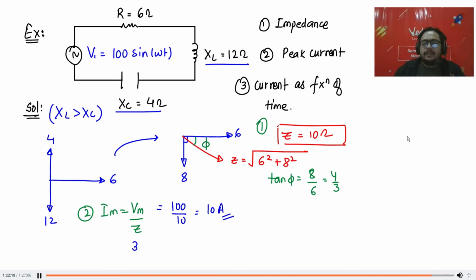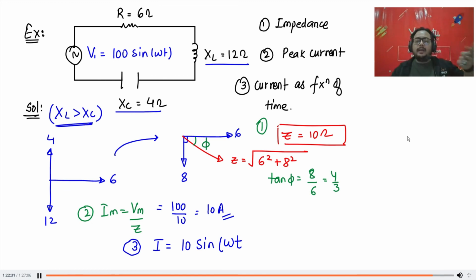Third thing, current as a function of time, I, it will be Im sin omega t. Will current be ahead or back? It is slightly inductive, so voltage should be ahead. So current is lagging by phi, so minus phi. Or you can say 10 sin omega t minus tan inverse 4 by 3.